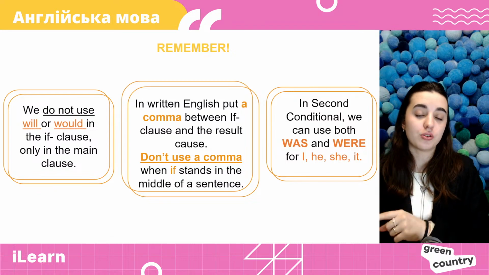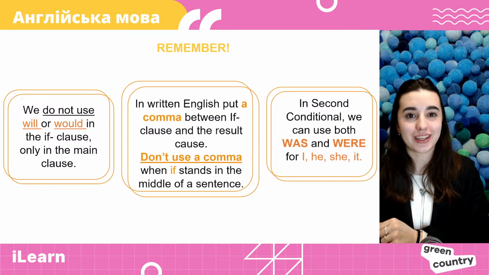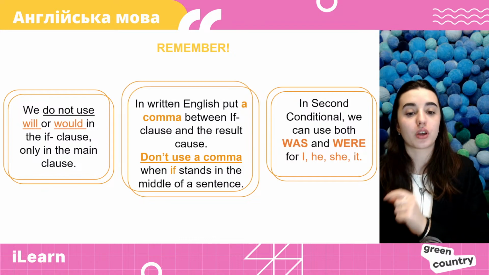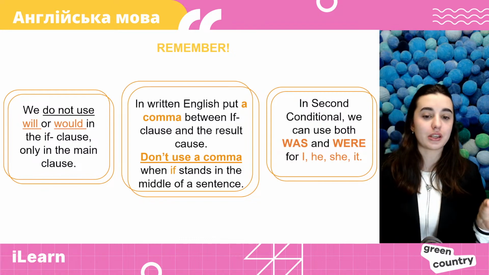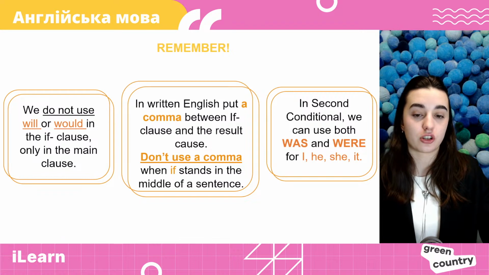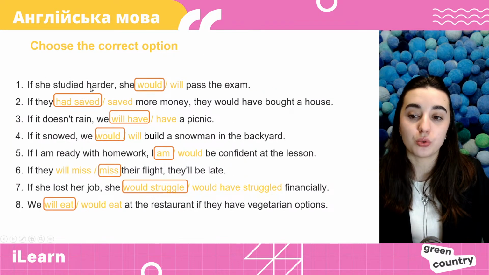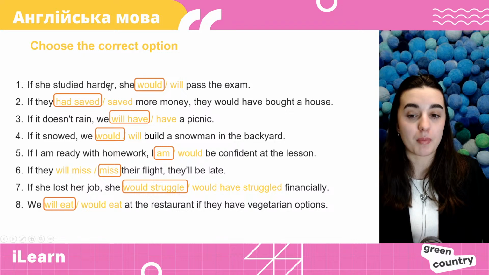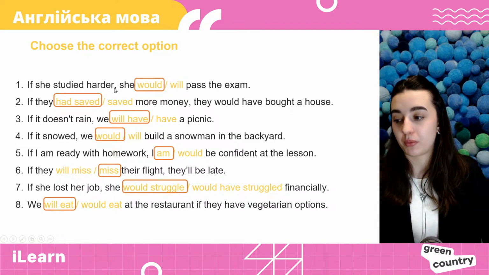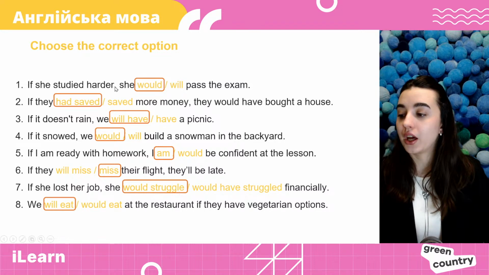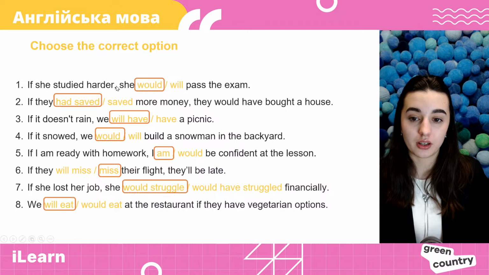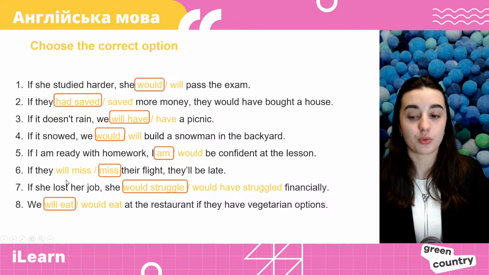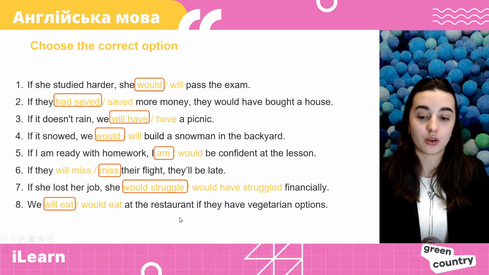Also, you should remember that in written English we should put a comma between if clause and the result clause. Let's check, for example. Ось тут, коли починається речення з умови, ми маємо після умови поставити крапку. Then, якщо у нас немає, умова стоїть другою, як тут, наприклад, в реченні, ми не ставимо кому.